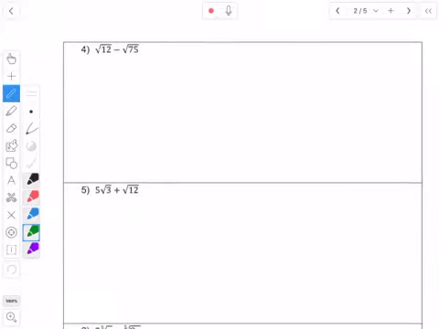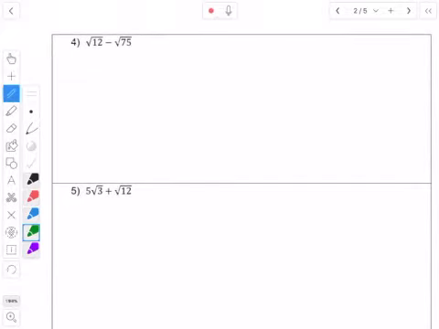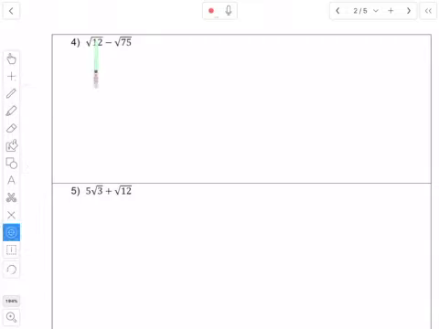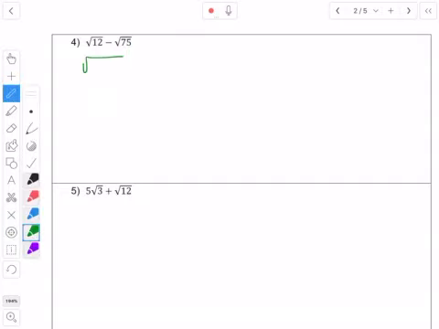Okay, let's see number 4. So number 4, we don't have the same radical. We don't have the same number inside. But before we decide that we cannot do anything else, we have to check if we can simplify. And 12 and 75 are two numbers that I can simplify, right? Because 12 I can write as 4 times 3, minus 75, I can write as 25 times 3.